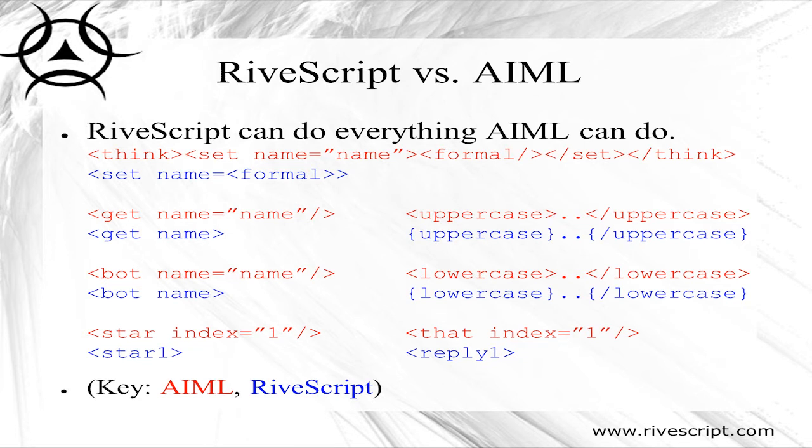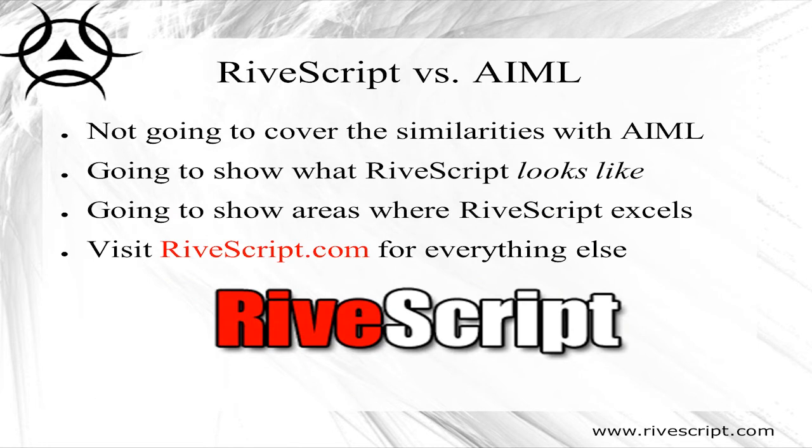You can just have reply 1 tag, or you can have replies 1 through 9, so that if the user asks, why did you say that, the bot can say, I said my last reply because you said your last message. And it can go on and on like that. Not going to cover the similarities. I'm going to instead show you what RiveScript looks like and show you which areas it actually does really well in.